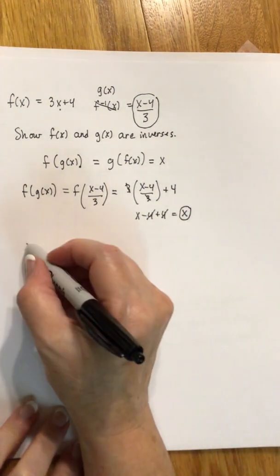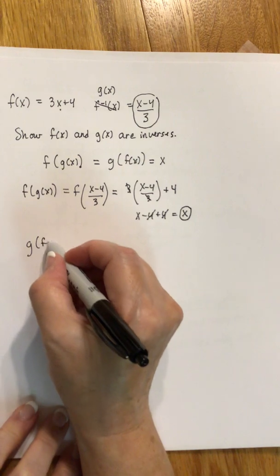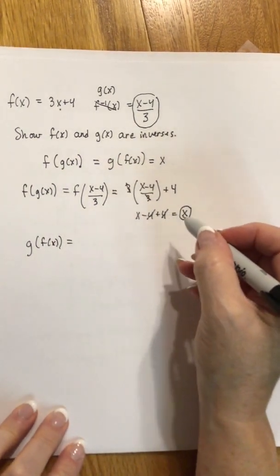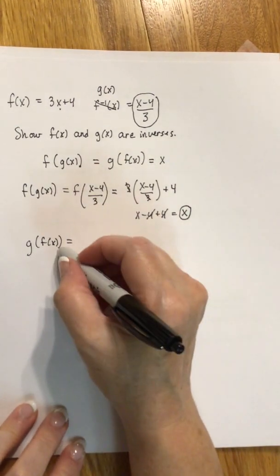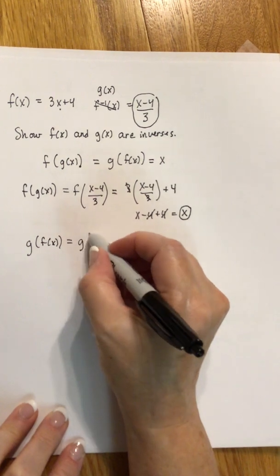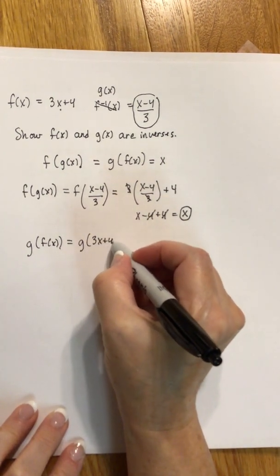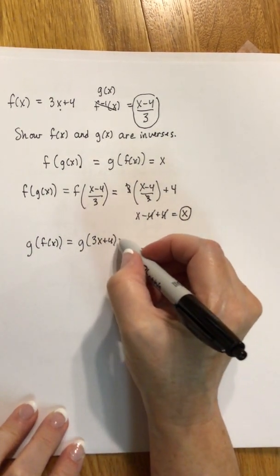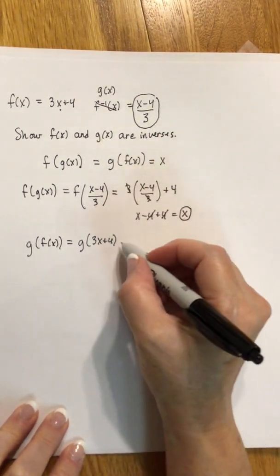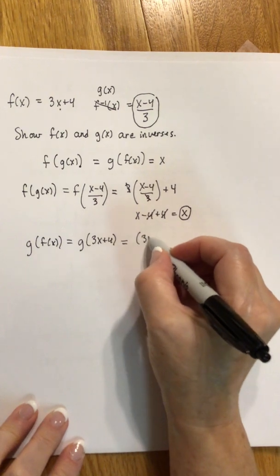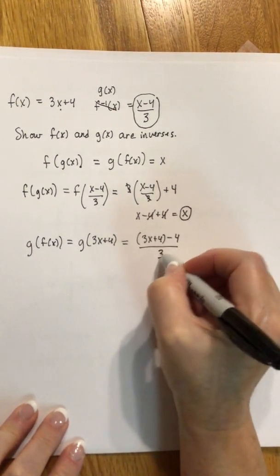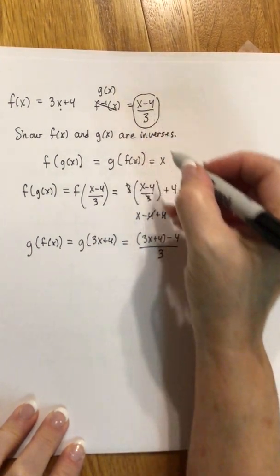Now we've got to do the other way, g of f of x. So now we're going to plug in f of x. f of x is my 3x plus 4, so I've got g of 3x plus 4. Then what do we do with this? We take 3x plus 4 and we put it into g. So I've got (3x plus 4 minus 4) over 3, because we're plugging into the x.